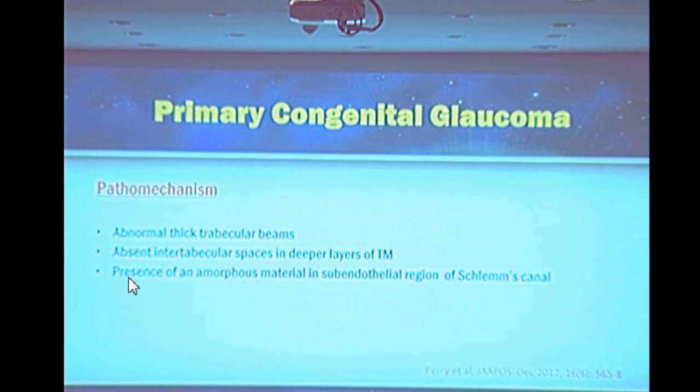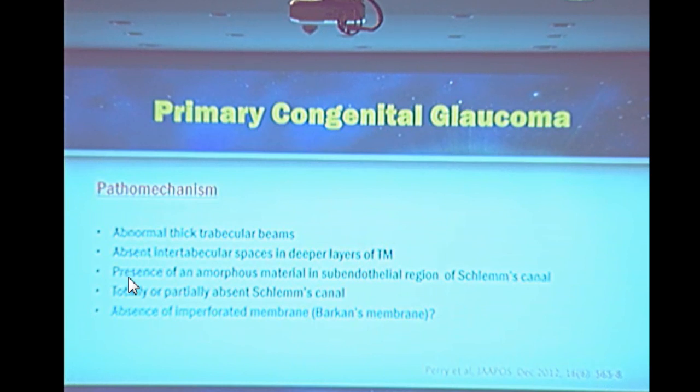Again, there is presence of amorphous material in the subepithelial region of Schlemm's canal, which is the juxtacanalicular layer of the trabecular meshwork. One of the prominent pathologists, I forget his name, studied 30 cases of newborn type, and he found that in all of them there is partial or complete absence of Schlemm's canal. I believe this is what's going on in the newborn type, and this is why the disease is resistant to conventional surgical treatment, as well as the severity of the disease.